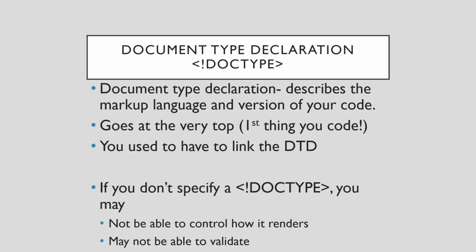Now for the document type declaration, the doctype. The document type declaration describes the markup language and version of your code. It goes at the very top, and it's the first thing you code. You used to have to link the DTD, but you don't anymore. If you don't specify a doctype, you may not be able to control how it renders, and it may not be able to validate.